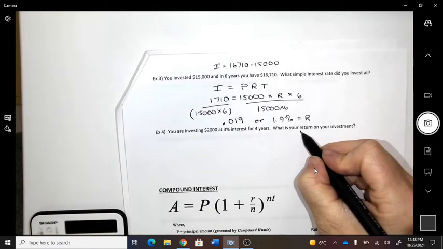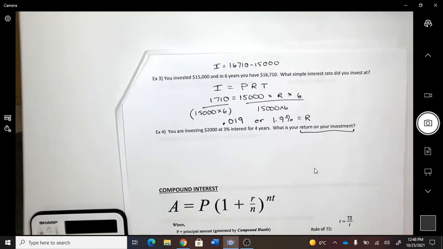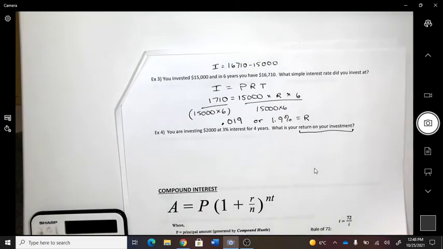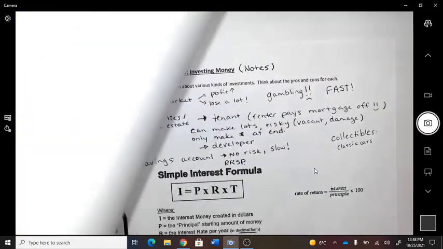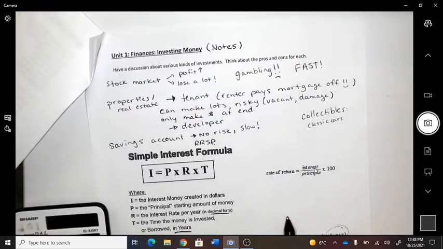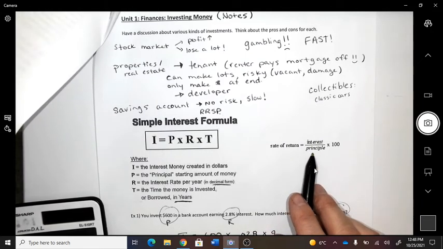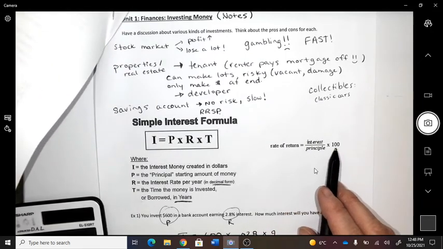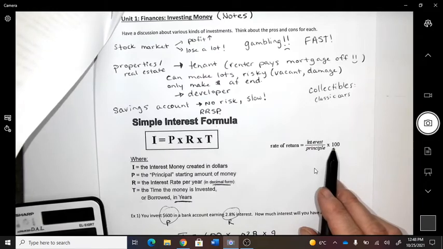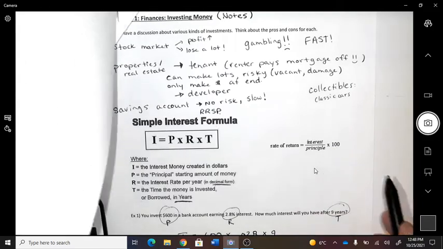Return on investment. So on your formula sheet, you have a formula for this, but I feel like your formula is a little bit complicated. But here's, I think it might match this one: your interest divided by principal times 100. This is a simple one. Your formula sheet is a little more complicated.